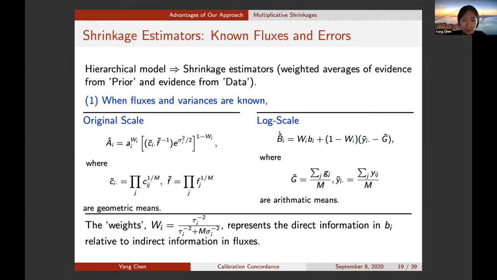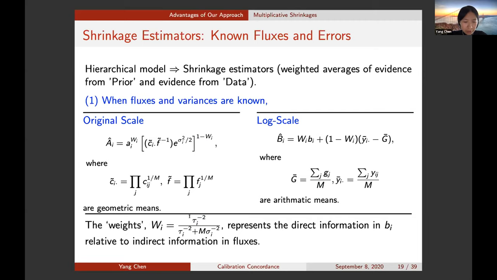If we put this back on the original scale, that's on the effective area scale, then the estimated effective area has this power shrinkage formula. And the weights are given by Wi and 1 minus Wi. And Wi is defined by the relative ratio of the precision. So we can look at this formula for Wi. Tau I squared is the prior variance. So tau I squared inverse is the prior precision. And m divided by sigma I squared is the precision of the observations.